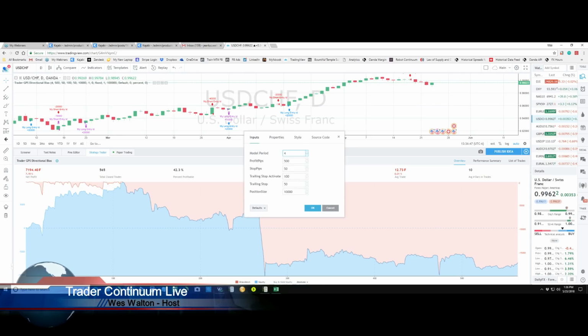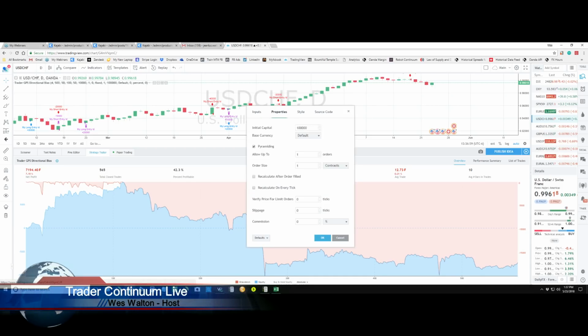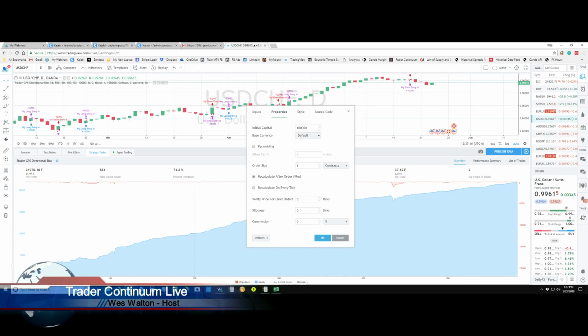If we look inside, and this is something else that I wanted to talk about during this program, some aspects of TradingView's backtesting program have to be changed around in order to have the proper backtest that we're looking for. First of all, I don't pyramid. Second of all, we want to recalculate the order size after order filled.